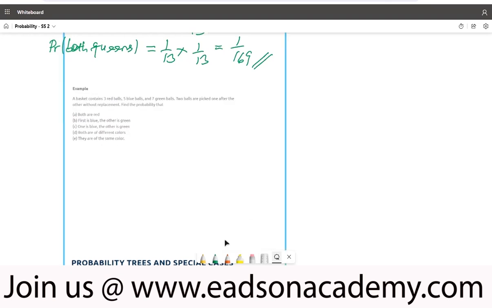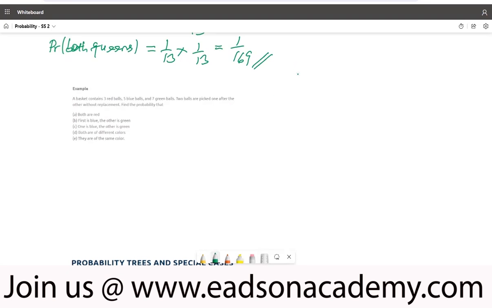A basket contains 3 red balls, 5 blue balls, and 7 green balls. 2 balls are picked one after the other. That is a keyword there. One after the other. It's not as if the two are picked at once, but one after the other, without replacement. The question says find the probability that both are red.